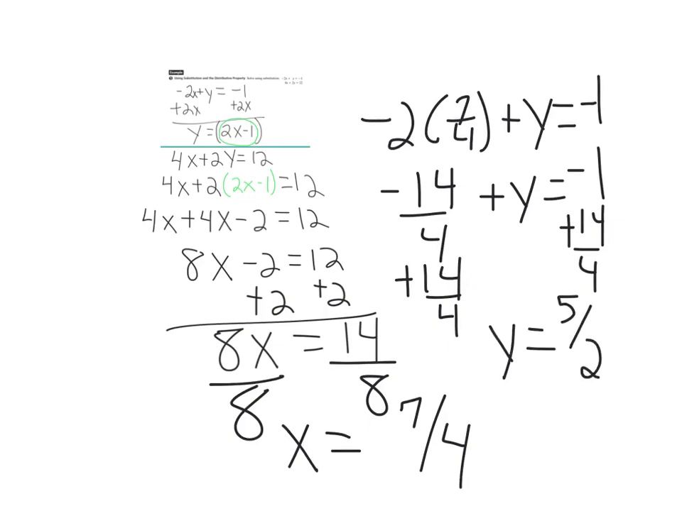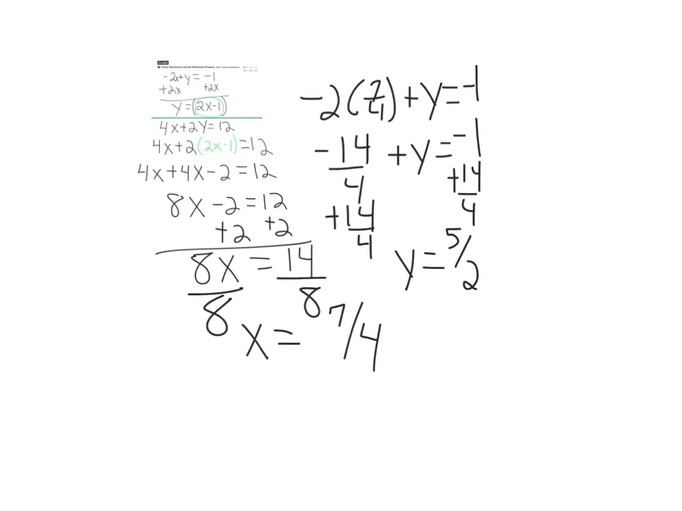Okay, so my solution to this system is going to be 7/4 and 5/2. You can leave things as improper fractions. We actually like to work with those a little bit better than mixed numbers. In this case, this is our solution to this system. And you can also plug those back into the second equation, and you will see that solution as well.